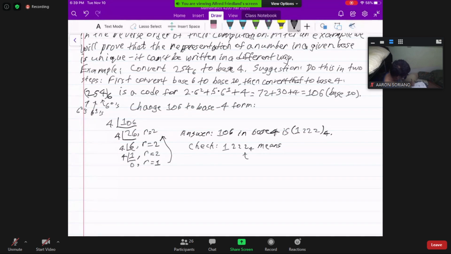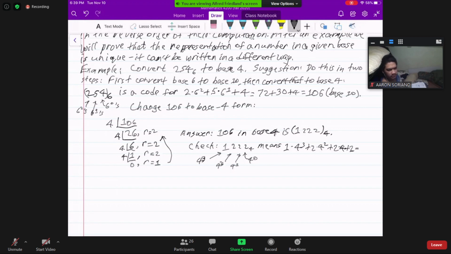Again, this is going to be the number of 4 to the 0s. This is going to be the number of 4 to the 1s. This is going to be the number of 4 to the 2s. This will be the number of 4 to the 3s. So it means 1 times 4 to the 3rd plus 2 times 4 to the 2nd plus 2 times 4 to the 1st plus 2 times 4 to the 0th.